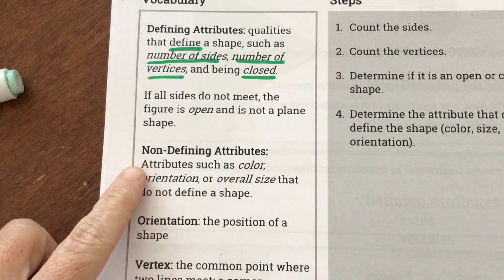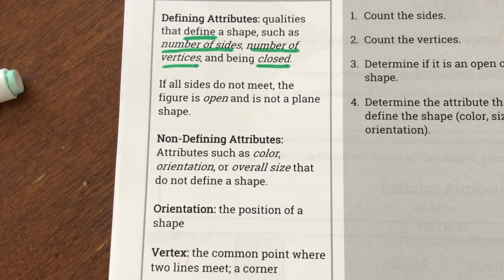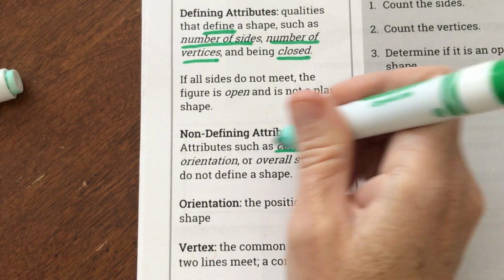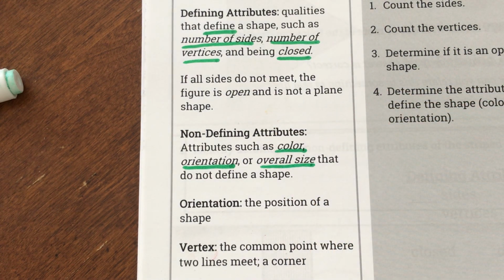Our non-defining attributes, they don't help us define the shape. They don't help us figure out what the shape is. Those are color, orientation, and overall size. So those don't really help us figure out what our shape is. They do tell us kind of details about the shape or qualities about the shape. They just don't really help us very much.